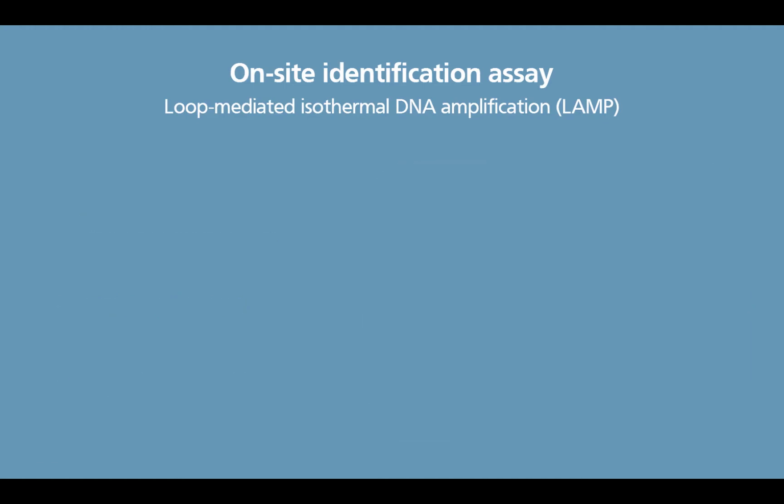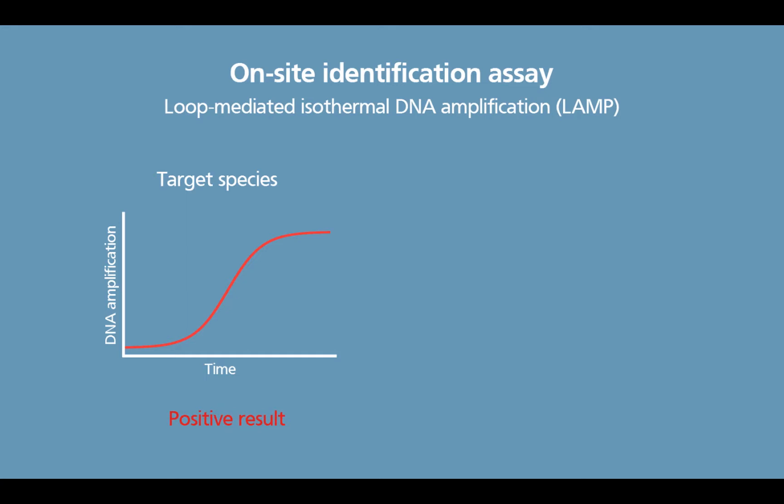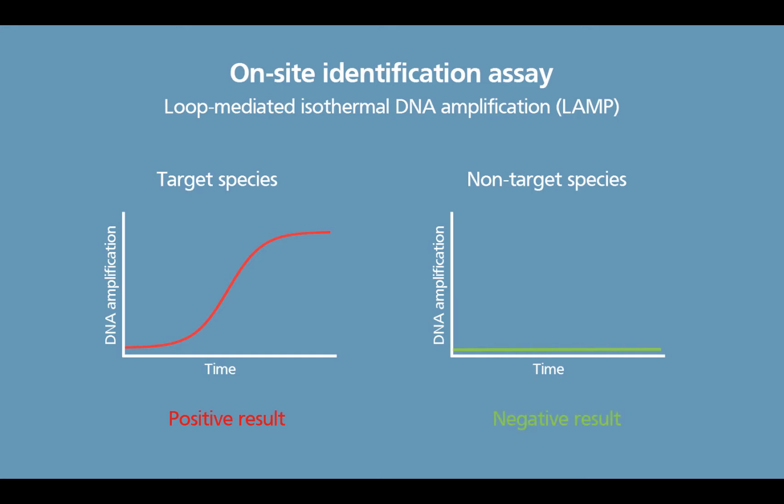Identification is based on targeted DNA amplification. In case of testing one of the target species, DNA amplification takes place and is measured by the LAMP analysis device. The test result is therefore positive. In case of testing a non-target species, DNA is not amplified and the test result is negative.